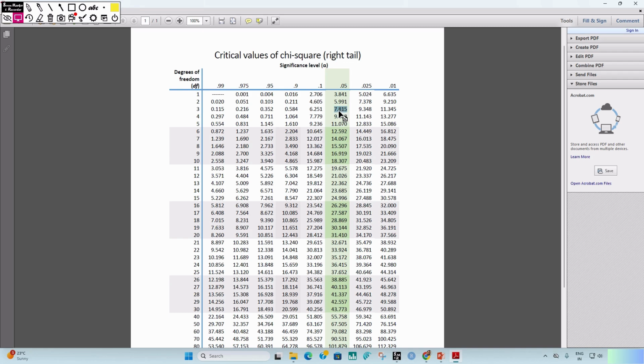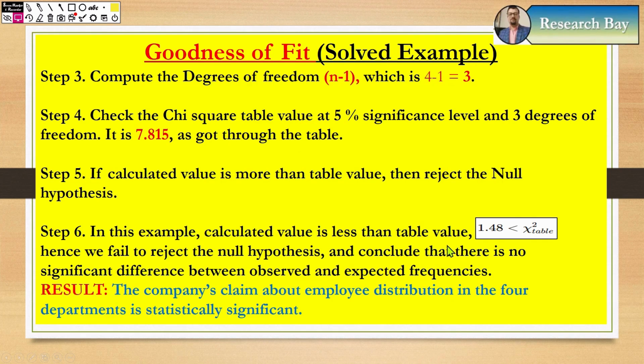So whatever calculated value we got for chi-square through the formula, we have to compare it against this chi-square table value. In case the calculated value is more than the table value, we reject the null hypothesis. So let us see what is the result in our case. The chi-square value calculated by us in this example was 1.48, which is lesser than the chi-square table value, which is 7.815, which we located in the table also.